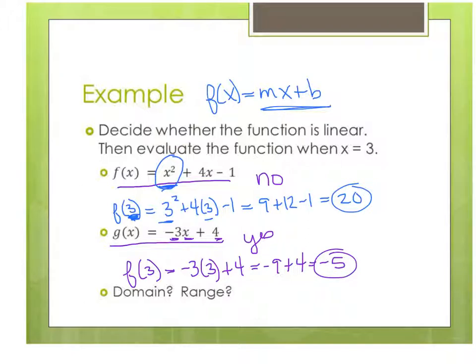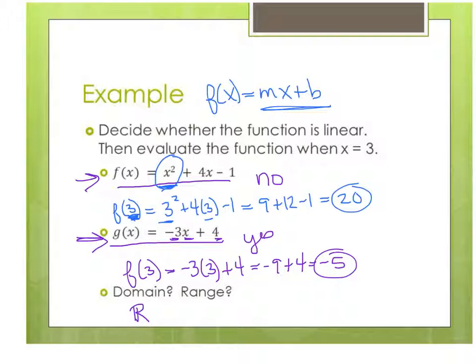Okay, and the other part real quick, I want to talk about domain and range. For this first one, can you put anything you want in for x? Is there any restrictions? There's not. You can put in anything for x. And same thing for g, right? Can I put in anything for x? So we say domain is going to be all real numbers.